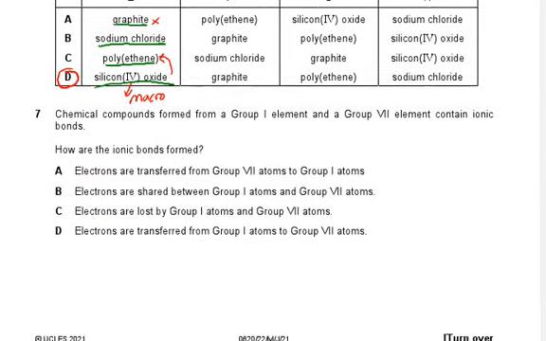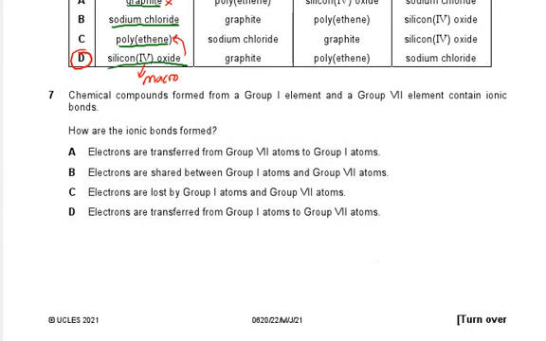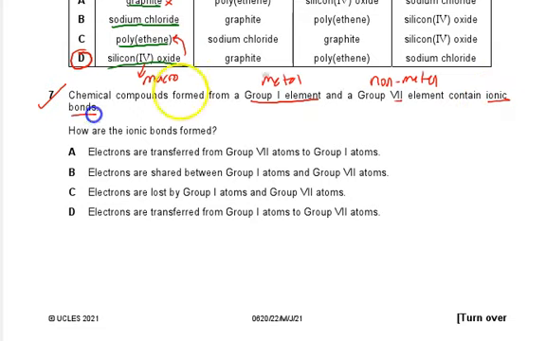Now we go to question number 7, which is on the second page of the paper. Number 7: chemical compound formed from a group 1 element. This is a metal, and this is group 17, which is a non-metal. It contains ionic bonding. Yes, metal and non-metal will form an ionic bonding. How are the ionic bonds formed? This one will donate the electron to the non-metal element. It will receive.